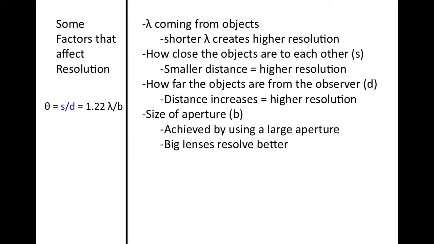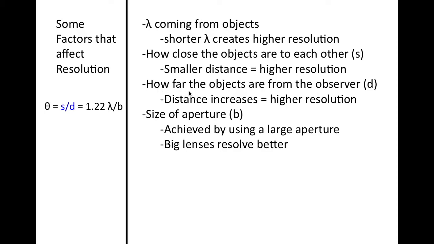There are factors that affect resolution. Use the known equations that theta equals s divided by d equals 1.22 lambda divided by b to mathematically prove the following factors. One factor that affects resolution is the wavelength. If the wavelength is shorter, this creates higher resolution. A second factor is how close the objects are to each other. The smaller the distance between the objects, the higher the resolution.